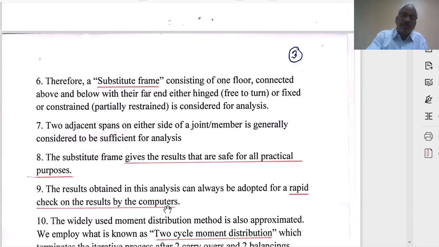So at least for checking, since nowadays we are mostly using software, for checking the results by the software, we can make use of two-cycle moment distribution, because any floor, any panel we can take and do the analysis. So for a random check also we can just make use of it. Practically this is considered to be sufficient for design purposes. Also the results can be used for checking the results by the computers.